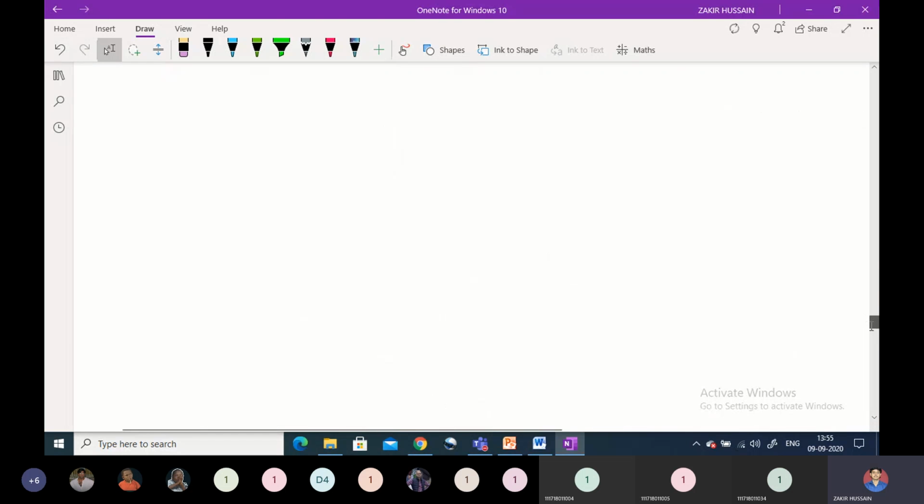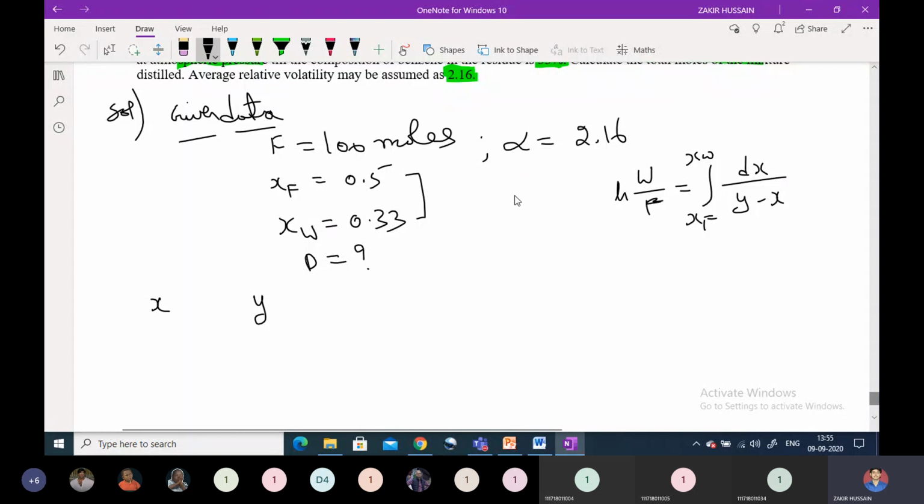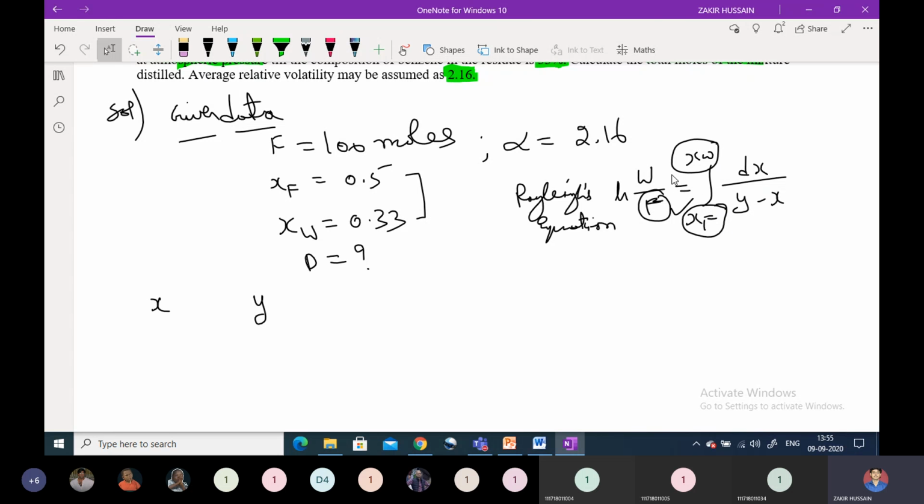So in the problem, first we have to evaluate the Raleigh's equation. In this Raleigh's equation, what is known: F is already known, XW is known, and XF is known. But we don't know the value of W. So we can directly calculate using the graphical approach. First method is graphical approach, so graphical approach we are going to calculate.